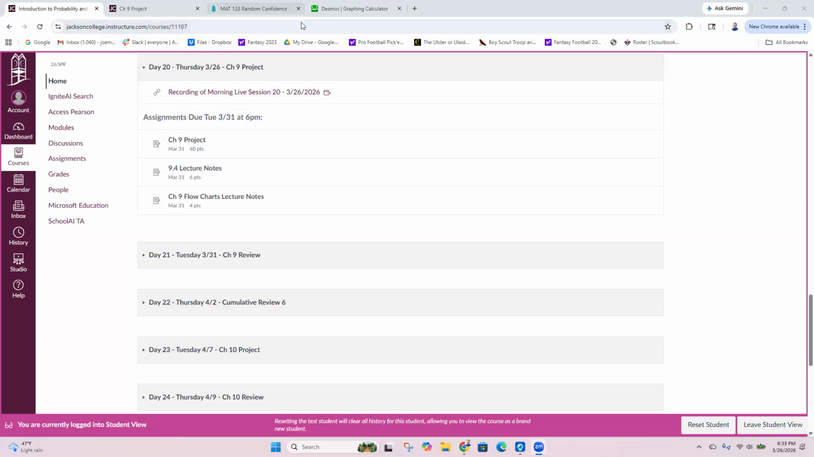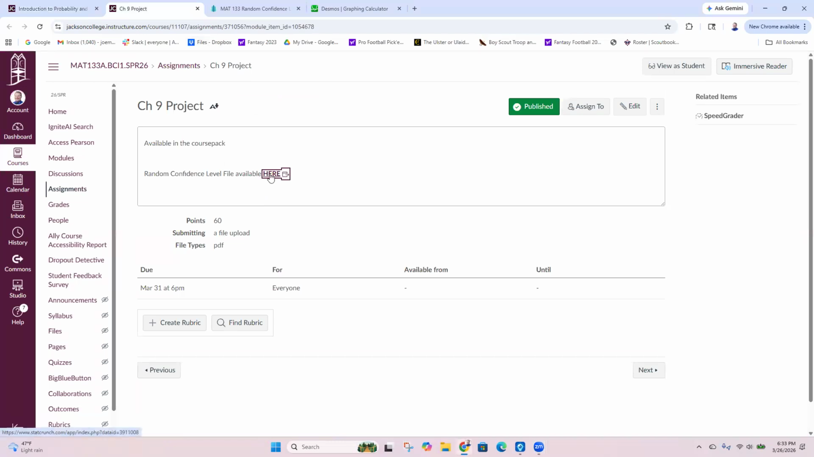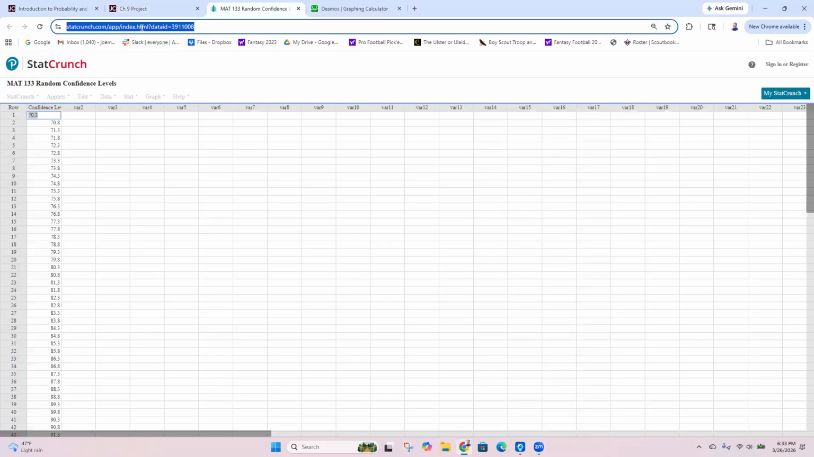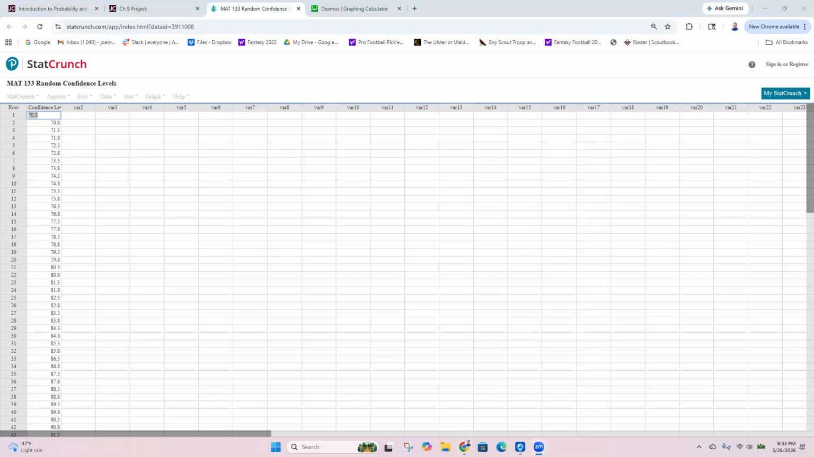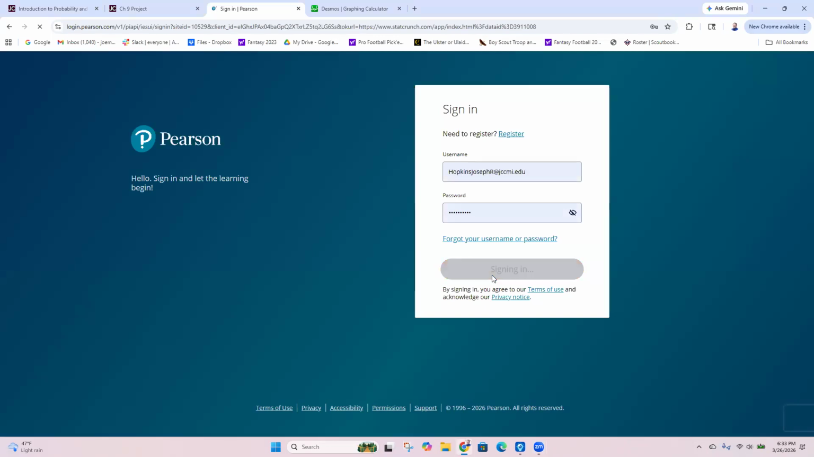In addition to page 569, there are 2 other things that we're going to need. One is, if you click on the Chapter 9 project, there is a link for random confidence levels. When you click on that, it's going to bring you here to StatCrunch. I will drop this in the chat for you because we're going to need that. Once you're in StatCrunch, make sure you sign in or register.